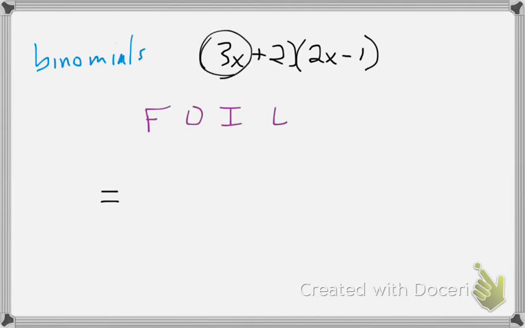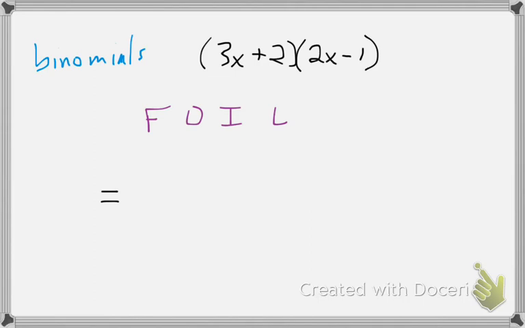F stands for the firsts. We have to multiply the firsts together. O stands for the outsides. We have to multiply those two together. I stands for the insides. We have to multiply those together. And L stands for the last. So that way we make sure that we've gotten every possible combination. All right?